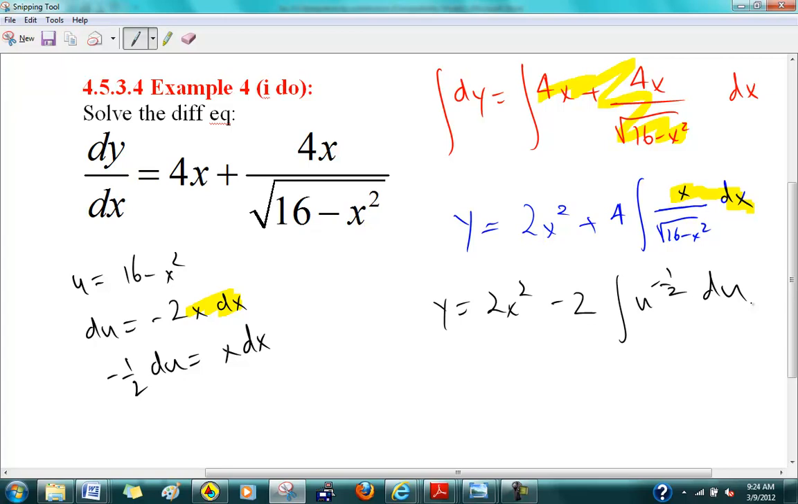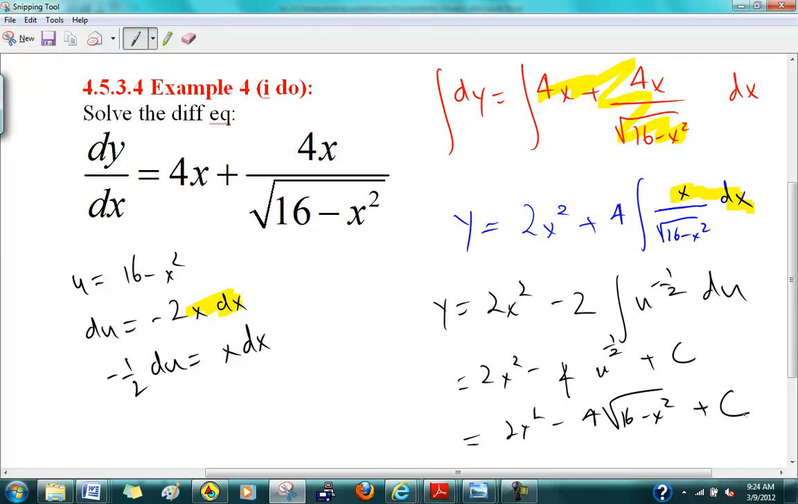And now it becomes easy from here, okay? So then this is 2x squared minus 2 times the integral of u to the minus 1/2. Two u to the half, and that 2 and this 2 should become 2 times 2. 4 u to the half plus c, which is equal to 2x squared minus 4 square root of 16 minus x squared plus c. Guys all right on this? Sorry? Well, you divide by a half, right? So when you divide by a half, it's multiplying by 2, and then 2 and then 2 gives you a 4.